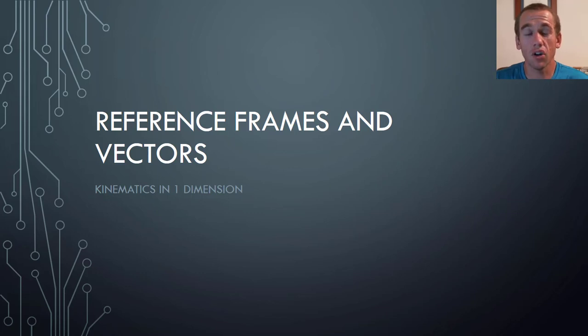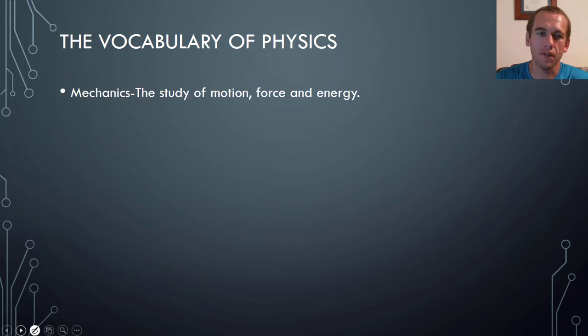In this lesson, we're going to start our study of motion. We're going to be looking at motion in one dimension in a straight line. And to do that, we need to establish some of the vocabulary and terms that we're going to use. So let's get started. First, the vocabulary of physics.